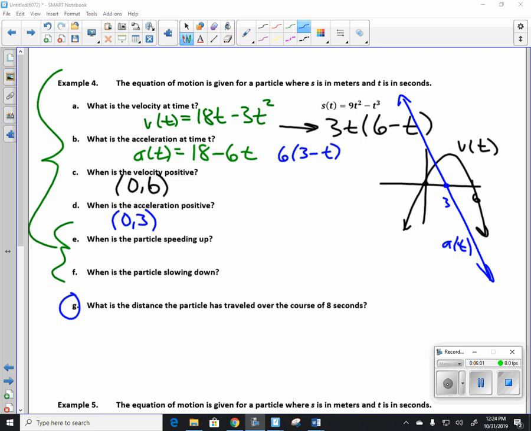The question is, when is the particle speeding up? Let's look. We start at time 0. Are the acceleration and the velocity positive here? Yes. Are they both positive here? No. So they are the same sign between what? 0 and 3, union with, when do they become the same sign again? 6 to infinity. You guys see that?